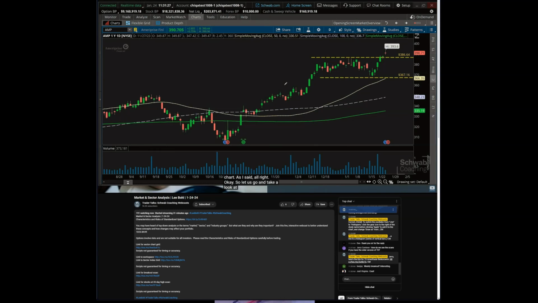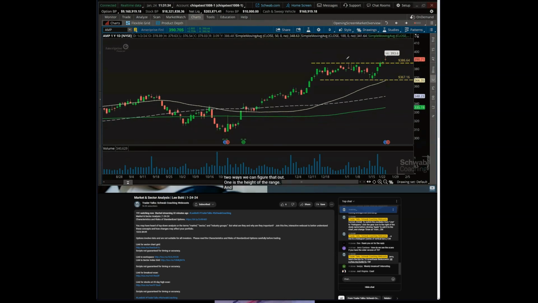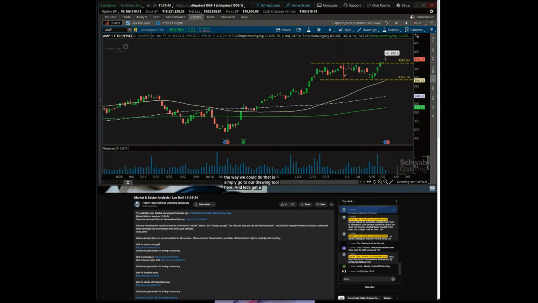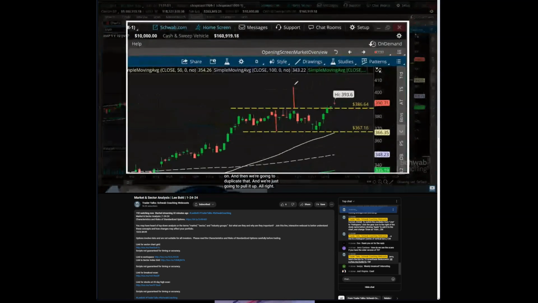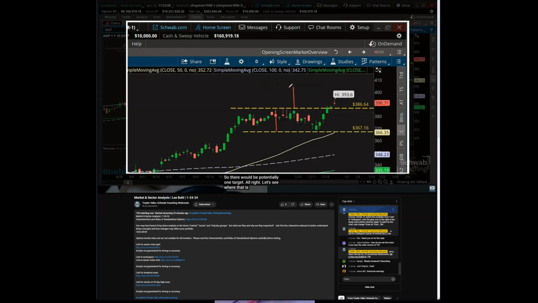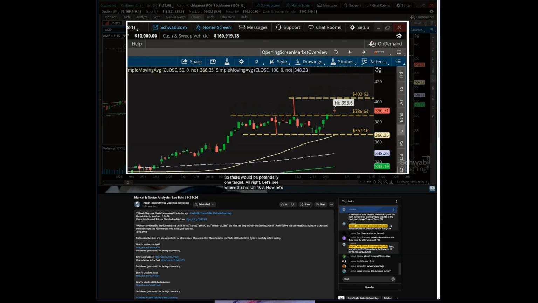There's 2 ways we can figure that out. One is the height of the range. And we could put that up. So the way we could do that is simply go to our drawing tool here and let's get a trend line. And then we're going to duplicate that and we're just going to pull it up. So there would be potentially one target. Let's see where that is. 403. Now let's do the Fibonacci thing that we went over and see if there's any confluence between that.